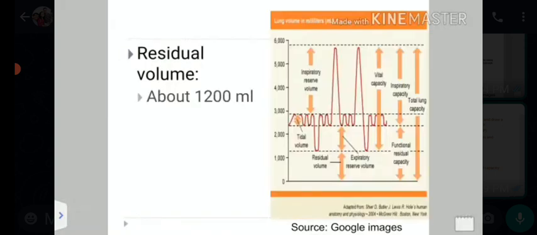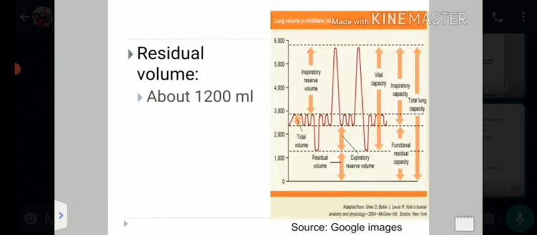Residual volume. It is the volume of air that remains in the lungs after most forceful expiration, and the volume is about 1200 ml in normal adult male. Residual volume can be calculated from functional residual capacity.